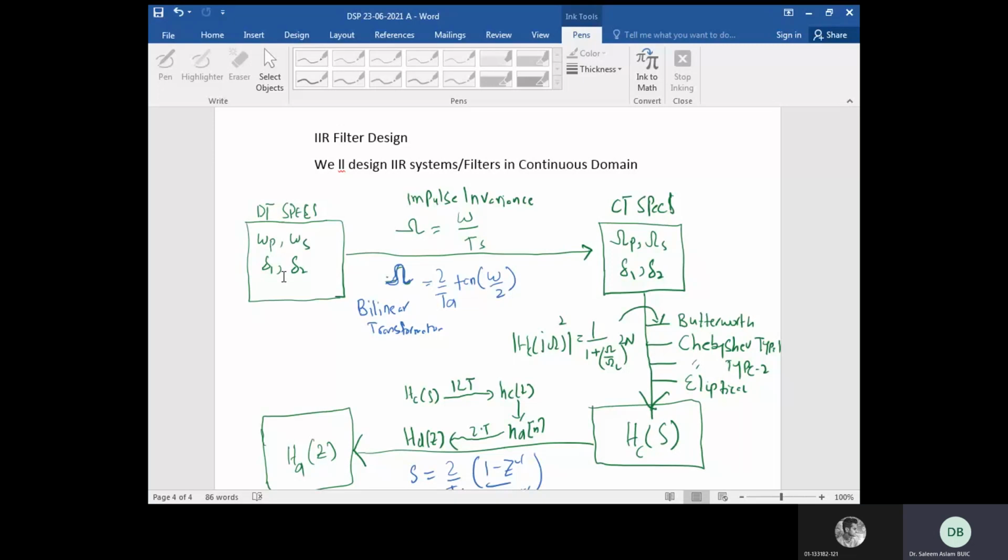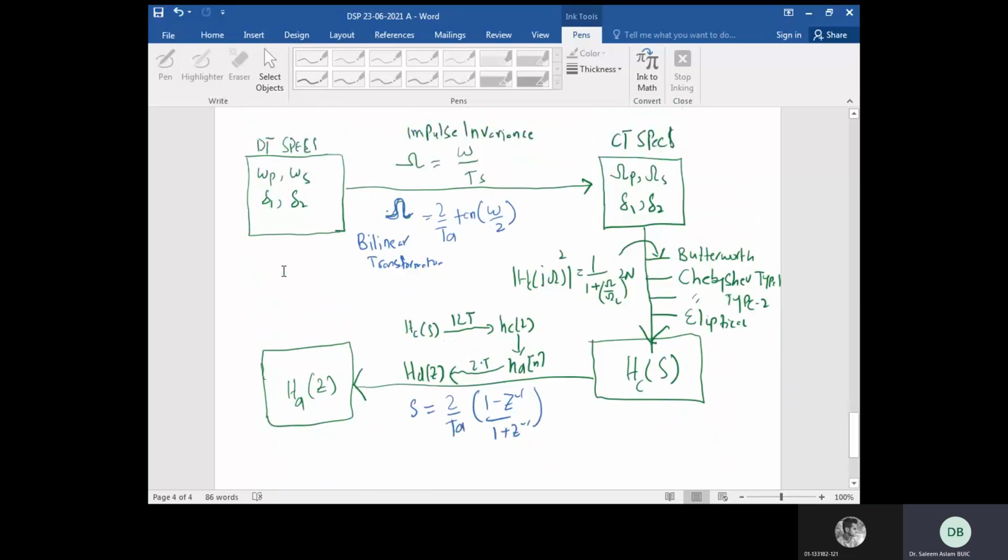Now I think with this block diagram, if you go there, you will feel much more comfortable compared to reading it directly. Now let me talk a little bit more on this filter design. If you see this block diagram, it basically explains 4 design techniques: Butterworth, Chebyshev type 1, Chebyshev type 2, and elliptic. These are analog filter design techniques.